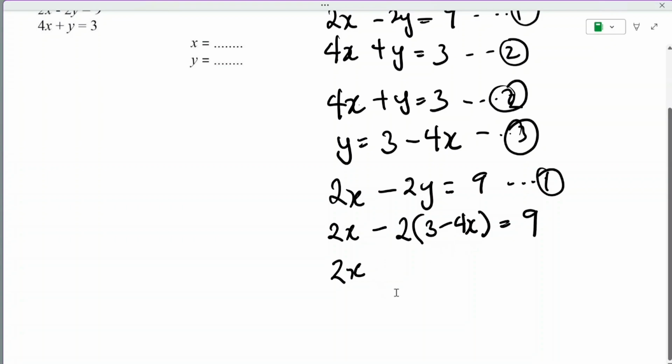So let's start with minus 2 times 3. We have minus 2 times 3. The 3 has a positive. Negative times positive will give you negative. 2 times 3 will give you 6. So you have this as minus 6.